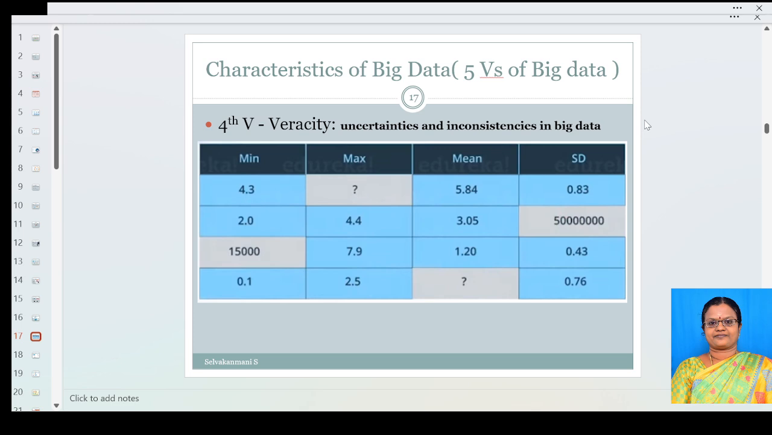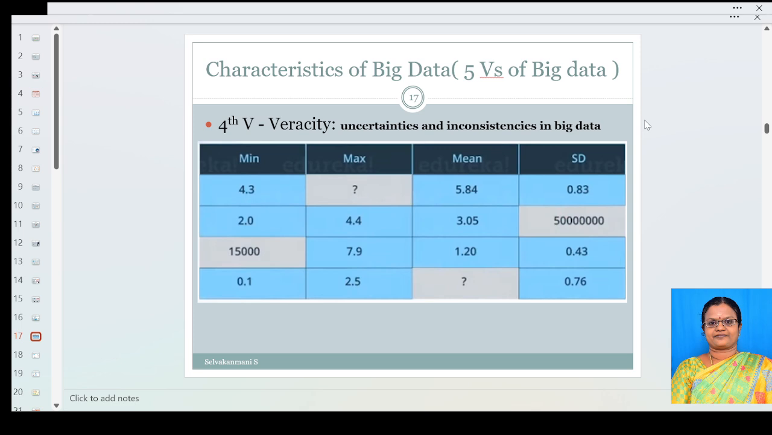For example, here I have a database with four fields, that is minimum, max, mean and SD, and you can see there are certain fields with question marks and certain fields with much bigger values. It means the data might be missing, or that the data might be a huge volume. That has to be understood from this slide.